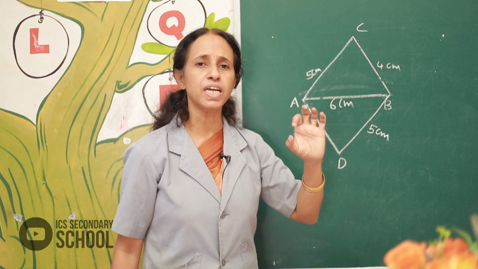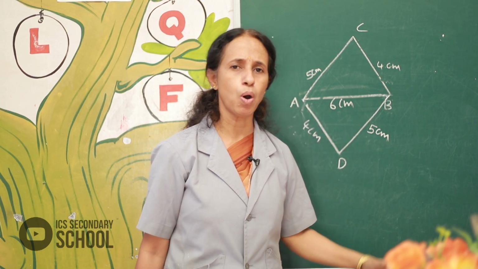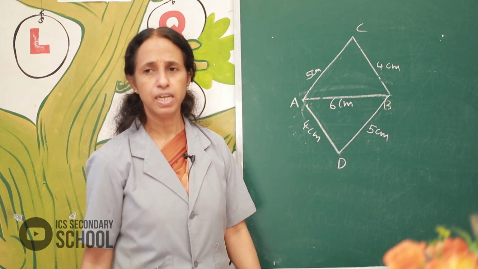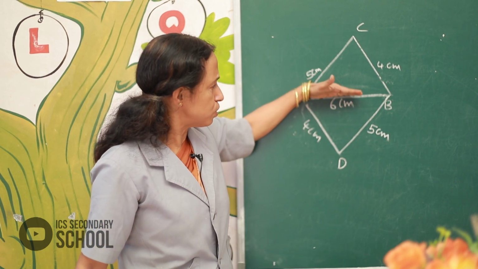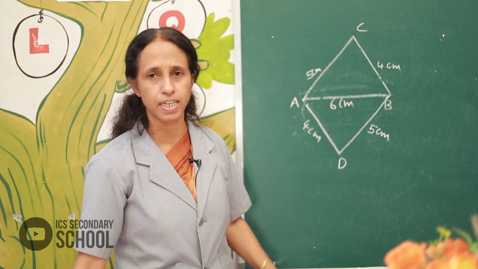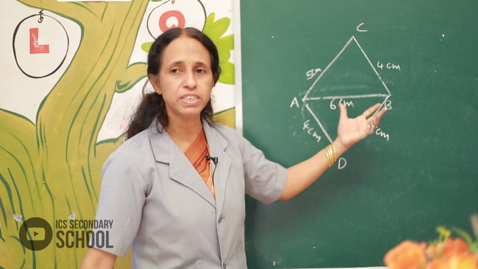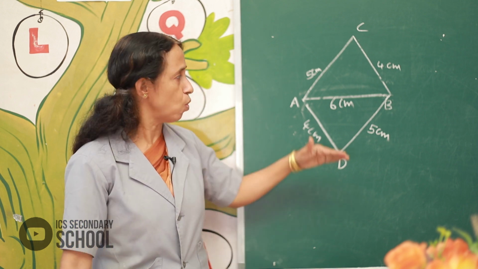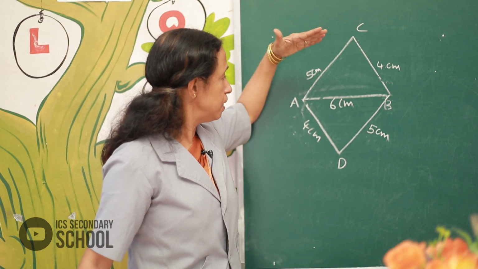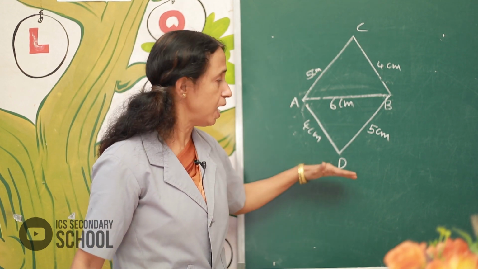AB is the common side of both the triangles. The length of this side is 6 centimeter. AB is the common side of triangle ABC and triangle ABD.